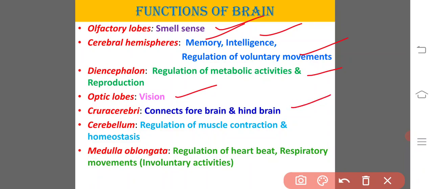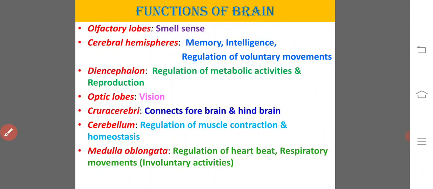Crura cerebri connect the forebrain, midbrain and the hindbrain. Cerebellum coordinates the movement of voluntary muscles, regulation of the muscle contraction, and homeostasis, whereas the medulla oblongata controls the involuntary functions. It controls the movements of involuntary muscles, that is, it regulates breathing, heartbeat, blood vessel function, digestion, etc. All the involuntary activities are under the control of the medulla oblongata. These are the functions of the brain.